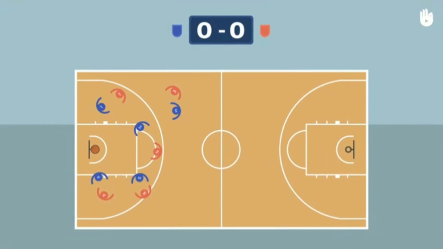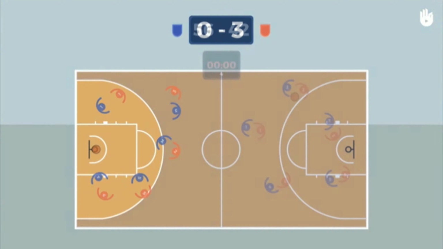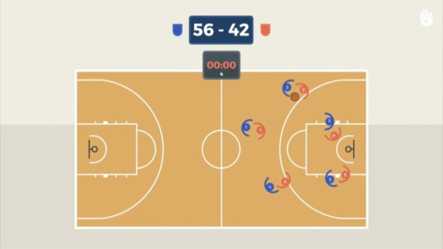A scored shot, called a field goal, is worth 2 points, or 3 if the player has thrown the ball from outside the 3-point arc. The team with the highest score at the end of play wins the game. In case of a tie, the teams play 5-minute rounds in overtime until one team wins.